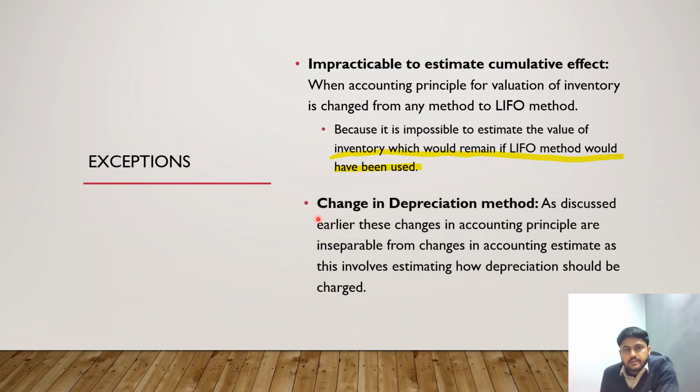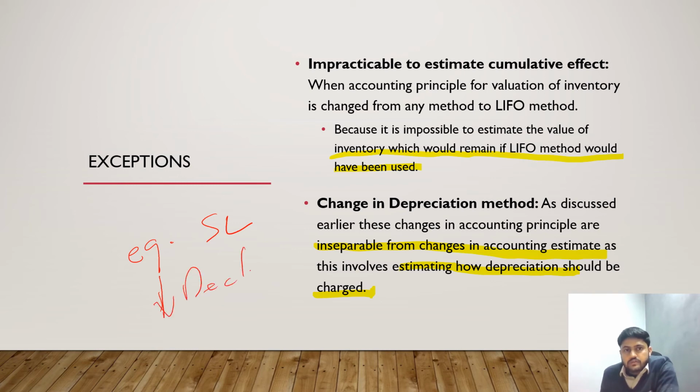What is the other method? The other thing is change in depreciation method. Here, as discussed earlier, changes in accounting principle are inseparable from accounting estimate. We have discussed that it is inseparable from accounting estimate because this involves estimates of how depreciation should be charged. So let's say you were saying that depreciation should be on straight line basis, so equal depreciation for all the years, but now you are saying it should be in the declining balance method.